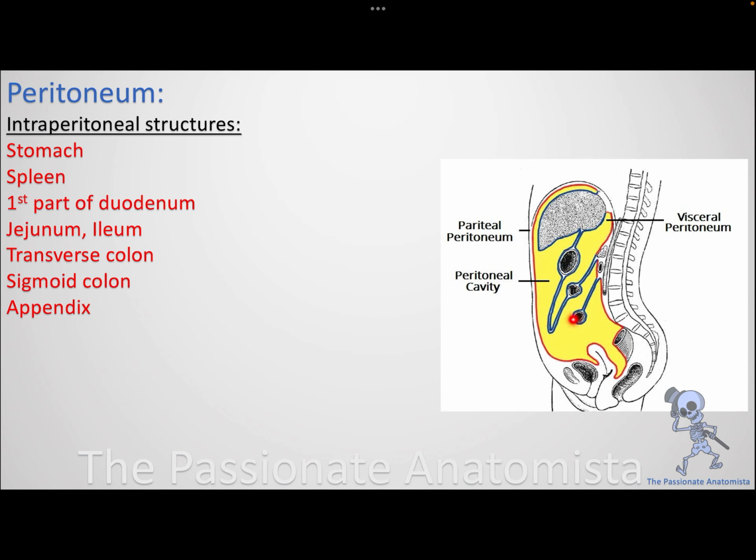All right, and then you have your small intestine, and the small intestine is attached to the mesentery proper. So the mesentery proper is what suspends the small intestine to the posterior abdominal wall.